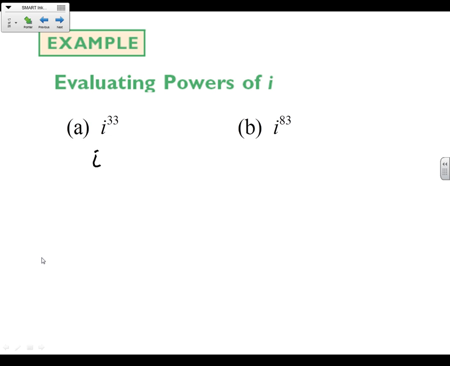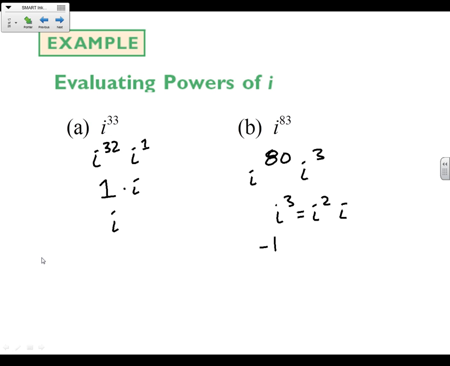So knowing that, what are these two things? Well, I can split this up into a multiple of 4, which I know is 1, and whatever's left over. So 1 times i, or just i. 83, 80 is a multiple of 4. What's left over? 3. So this is going to be i cubed. And i cubed is the same thing as i squared times i. i squared is negative 1 times i, so just negative i.